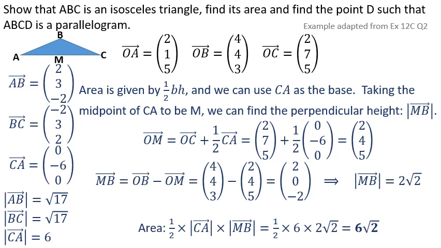The last bit to do is put it together. Half base times height. The base we already know is the length of CA, which is 6. And the height is going to be the length of this new vector we've created, which takes me from M to B, which is 2 root 2. And we get a nice exact value for the area, 6 root 2.